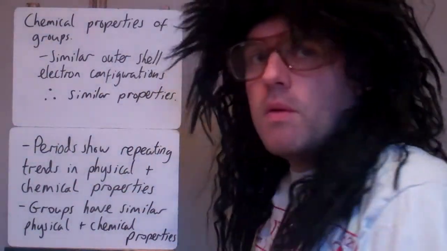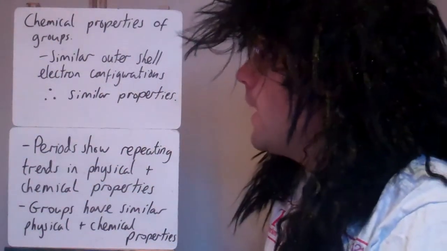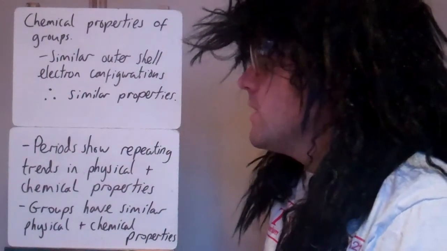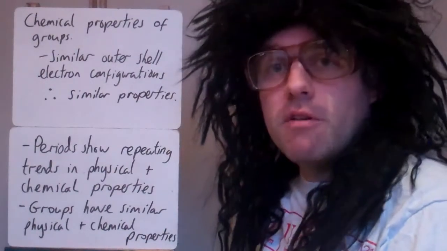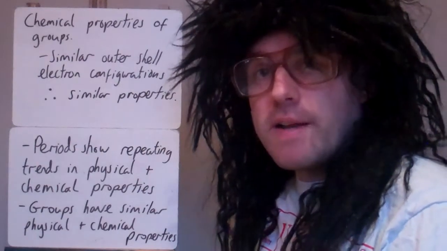So why do elements in the same group have similar properties? It's because they have similar outer shell electron configurations. It's the electrons that decide how something reacts.